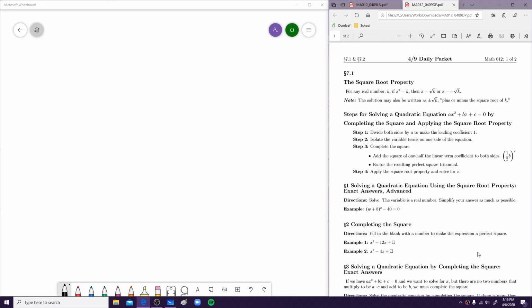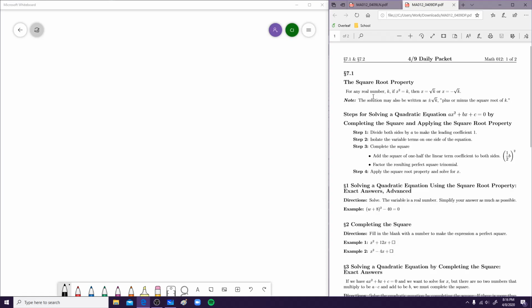Hello everyone. So today we are going to start on chapter 7 and we will do section 7.1 and one section, or one topic, from 7.2 in the book. So starting with 7.1, we will start with a property. It's the square root property.